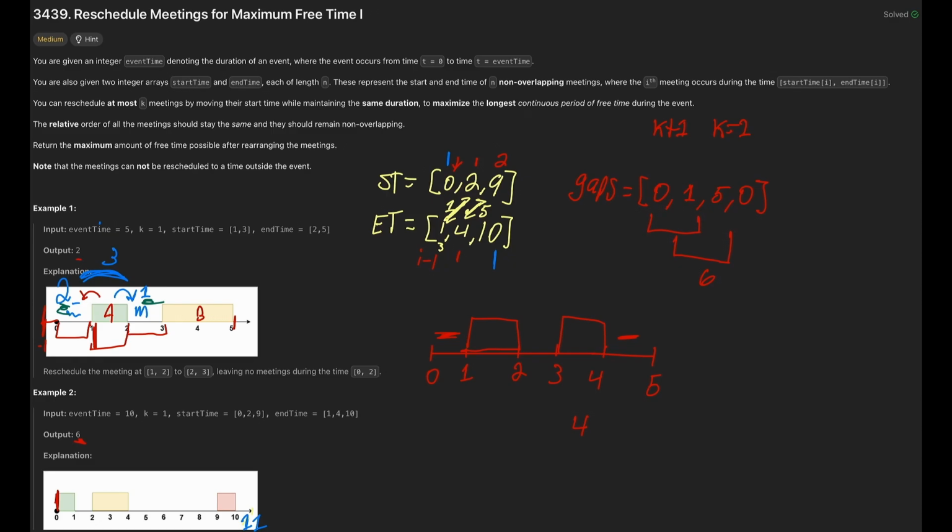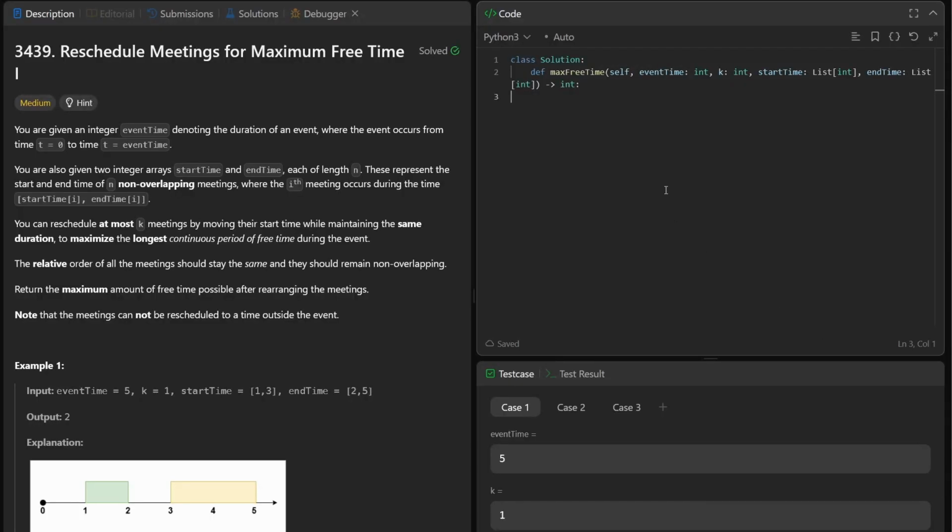But the difficult part here is identifying that we can create that relationship of k plus 1 breaks being the answer. So now that we have an idea of how we want to approach this problem, we can go ahead and start coding it. So remember, the first thing we want to do is create that array of breaks. And if you remember, that list of breaks is going to be the length of the number of meetings plus 1, because we're going to have that break after the meeting.